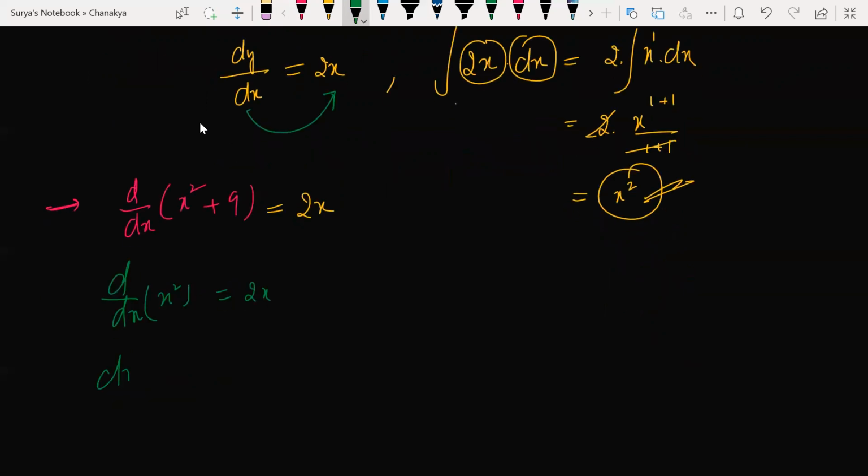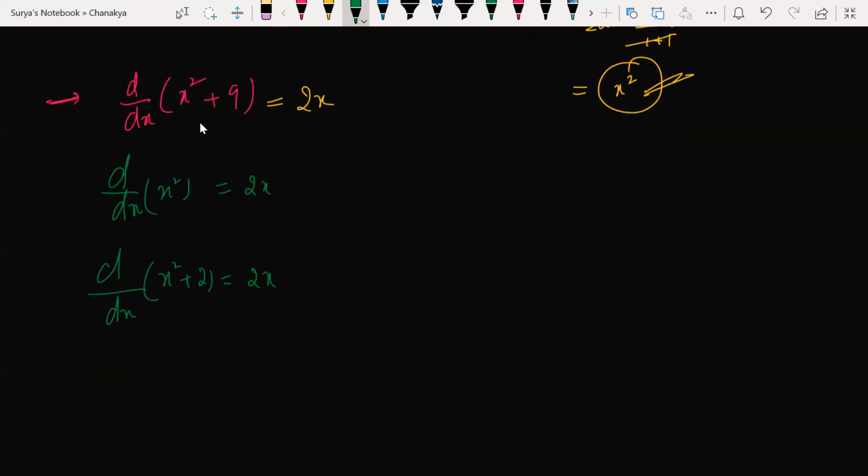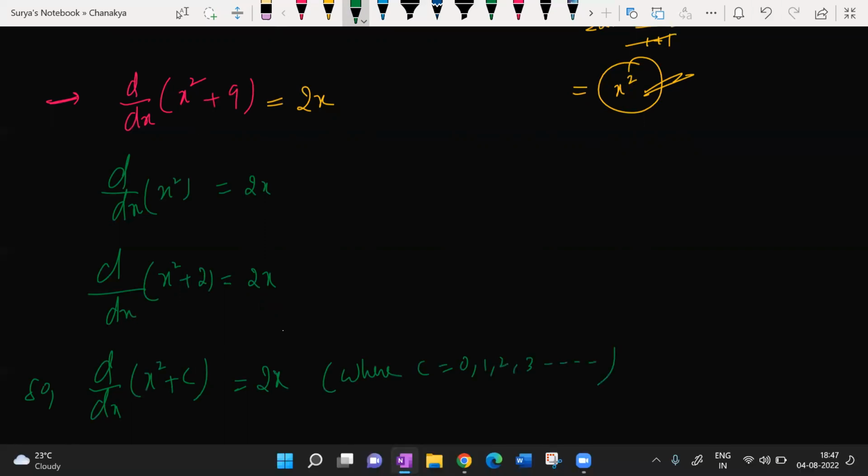d by dx of x square plus 2 is also what? 2x. Why? Because d by dx of a constant is 0, right? So what can I conclude here? D by dx of x square plus any constant c is equal to what? Always 2x. So can I write where c is equal to 0, 1, 2, 3, and so on? Correct? You got this point.